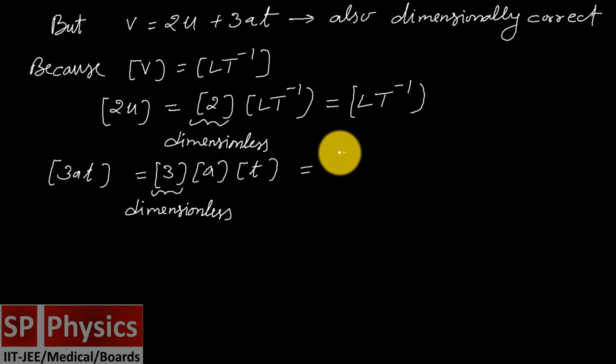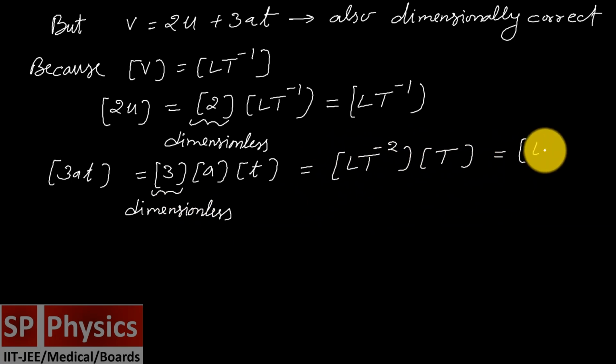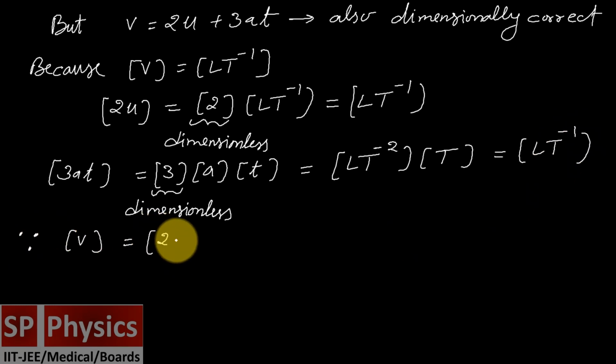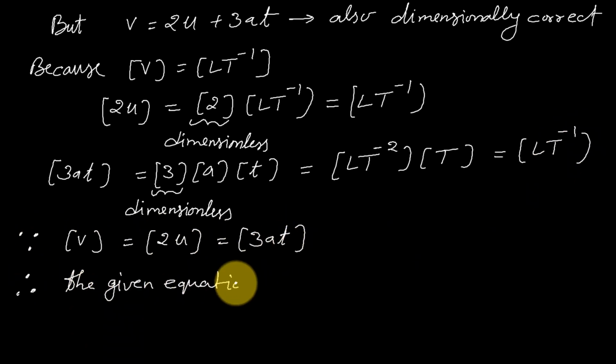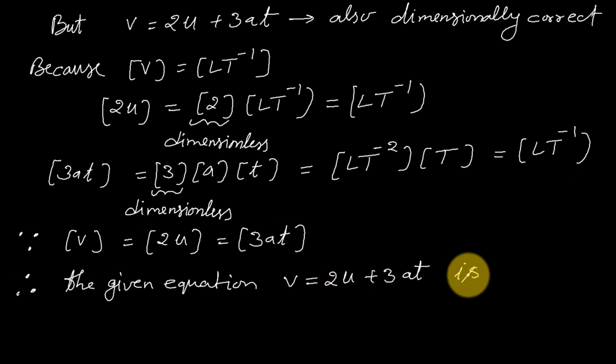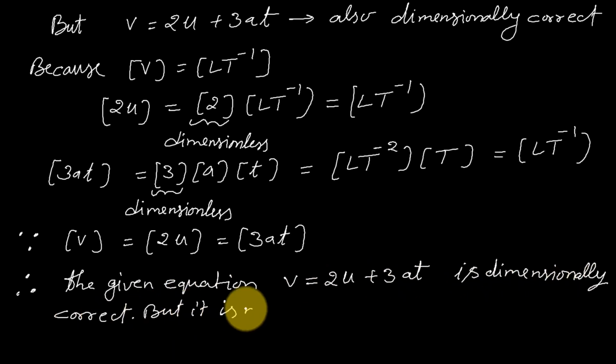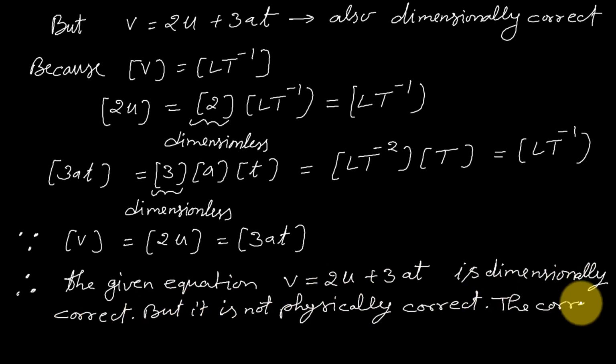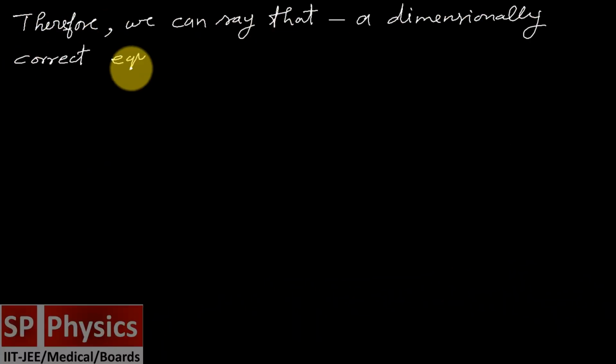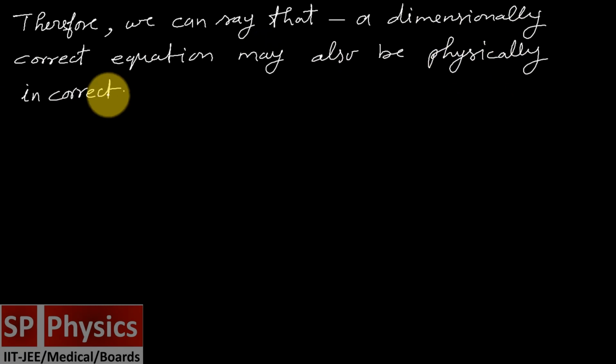The dimensional formula of a is LT^-2 and the dimensional formula of time t is capital T in square bracket. So, the dimensional formula of 3at is equal to LT^-1. Since the dimensional formula of v is equal to that of 2u, which is equal to that of 3at, therefore the given equation v is equal to 2u plus 3at is dimensionally correct, but it is not physically correct. The correct equation is v is equal to u plus at. Thus, we can say that a dimensionally correct equation may also be a physically incorrect equation.